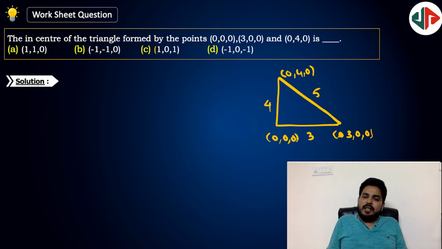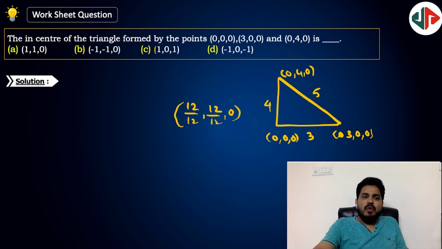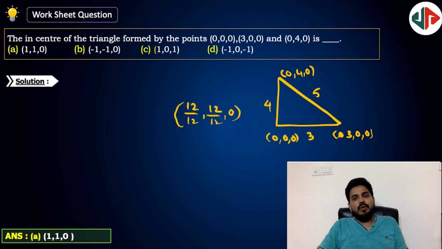So what is this one? 0, 5 into 0 plus 4 into 3 plus 0 into 3, by 4 plus 5 plus 3. So it is 12 by 12, 12 by 12, comma 0. So the answer will be 1, 1, 0.